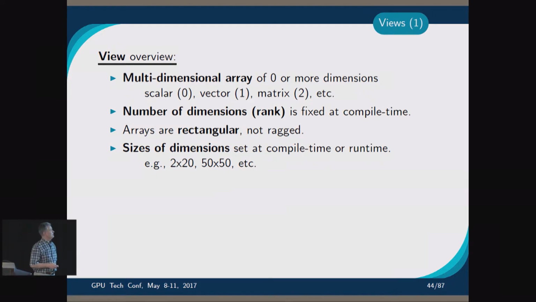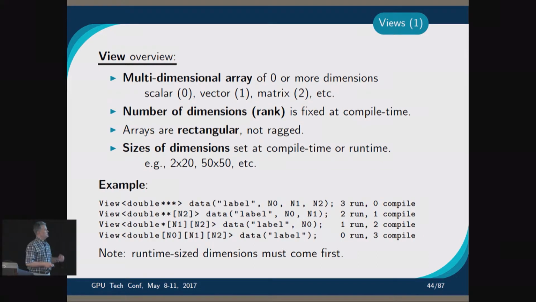So a view is a multidimensional array of rank 0 or more. Well, a scalar is a rank 0 multidimensional array. A vector is a rank 1, matrix rank 2, and then you go on up and start getting into tensors. The number of dimensions, or the rank, is chosen at compile time. Arrays are always Cartesian products of their index spaces. They're not ragged arrays, so it's always n by m by k by whatever the case may be. And then the size of the dimensions, the actual length, can be compile time or runtime, and that becomes important for performance.